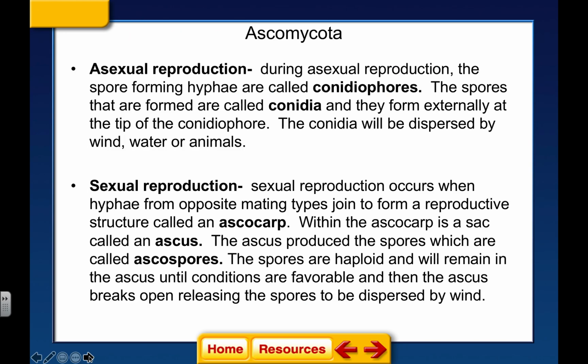Now, let's go through the types of reproduction. Asexual reproduction is when times are favorable. So they form hyphae, remember they're the long filaments, called conidiophores. The spores are going to be called conidia. The conidiospores form externally on the tip of the conidiophore. Now, the conidiophore, guys, is like the sporangiophore that we talked about in zygomycota. But with this one, the ending "-phore" just means it's a type of hyphae that forms the spore.